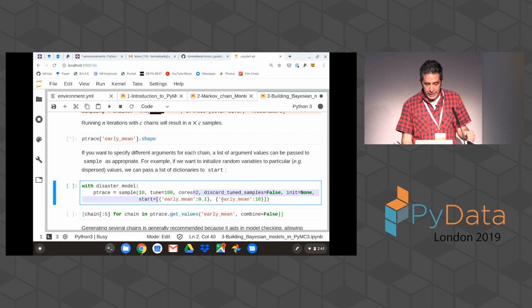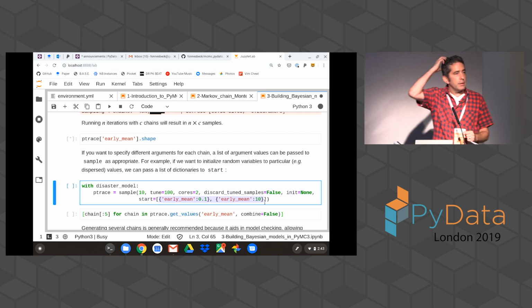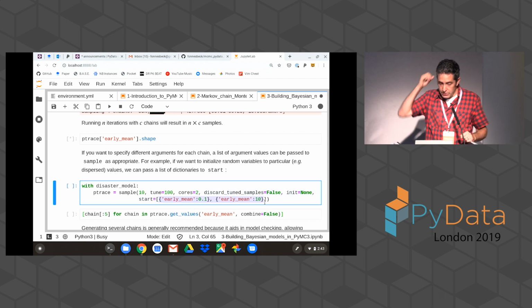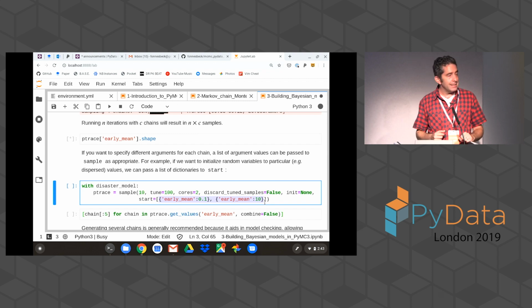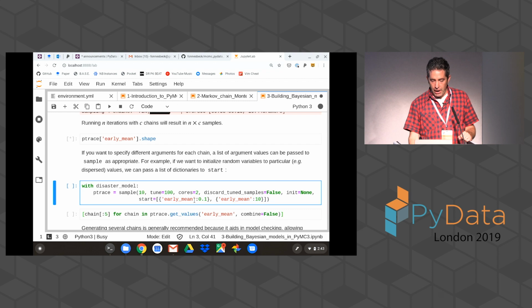And if you're doing multiple chains and you want to assign different values to each of those chains, you can pass a list of dictionaries with those values. So if I want to give a starting value of 0.1 to the early mean on one chain and 10 for the early mean on the other, I can do that.